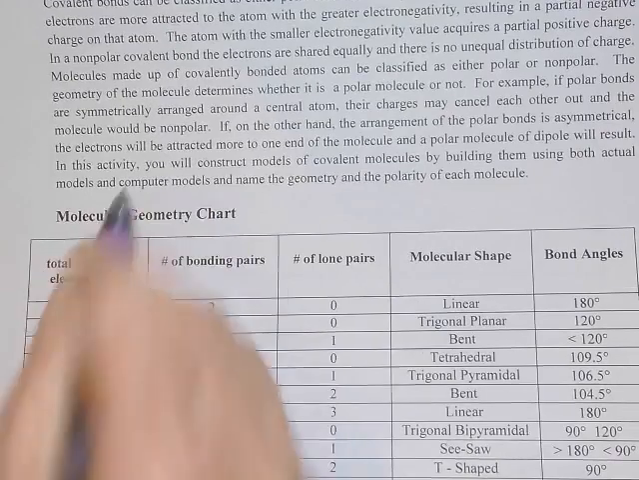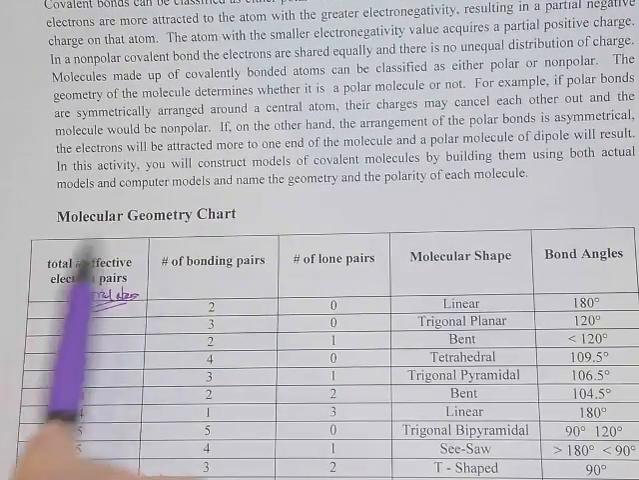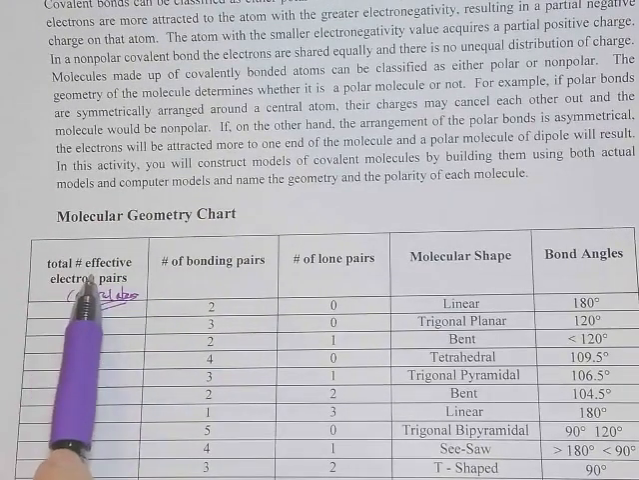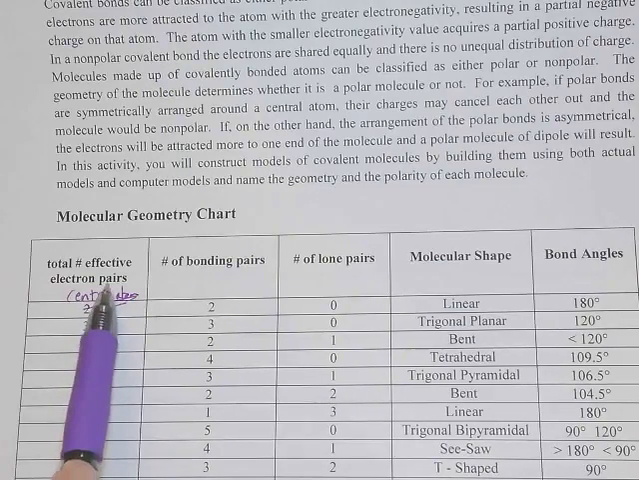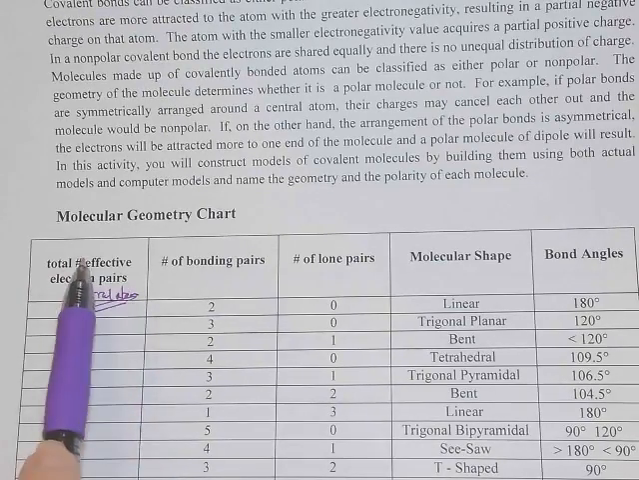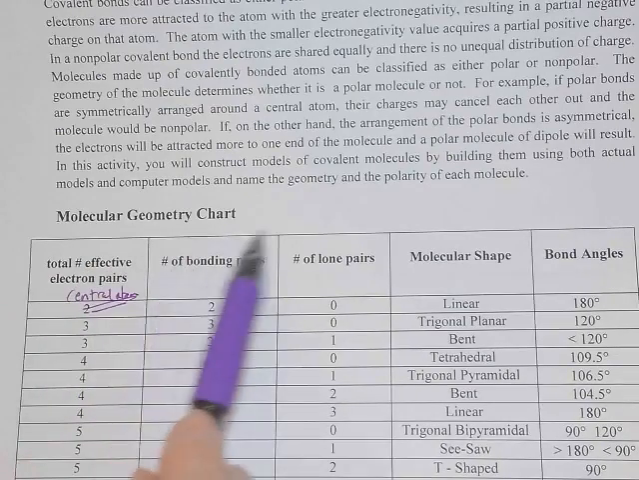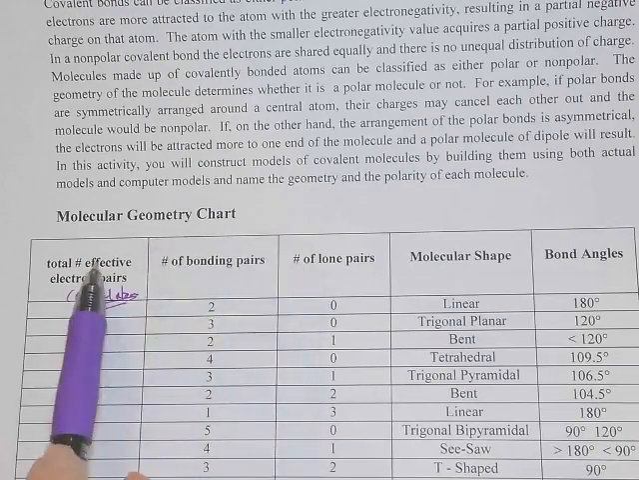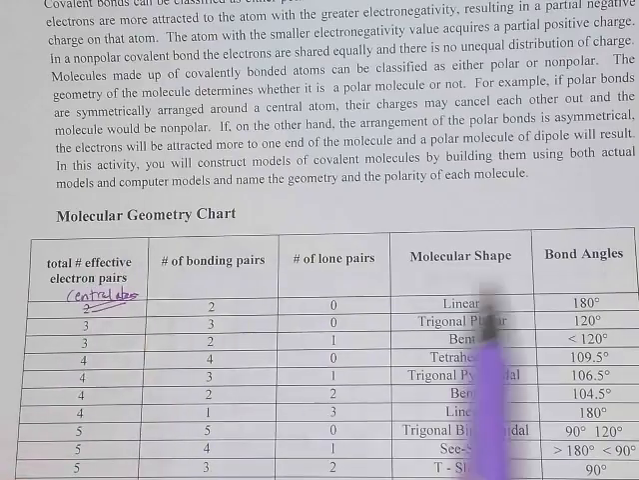And of course, if we were in class, I would remind you, you're just counting up the total effective pairs around that central atom. The first video you watched told you that effective pairs are bonding pairs and lone pairs and even multiple bonds. Okay, so let's just do one on our lab sheet together and we'll see how this works.